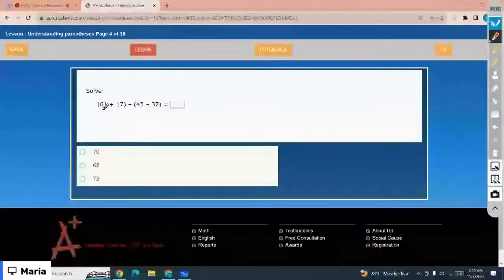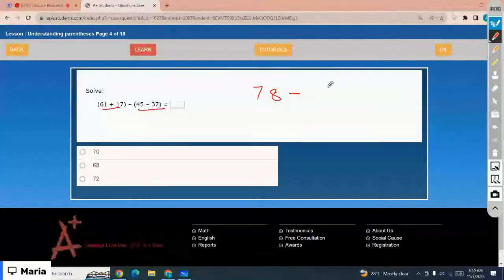Okay, the next one is (61 plus 17) minus (45 minus 37). So you have now two parentheses here, right? You can do them from left to right or in the same step. Just add 61 plus 17, so that is 78, and 45 minus 37 is 8. 78 minus 8 is 70. So the correct option is 70.